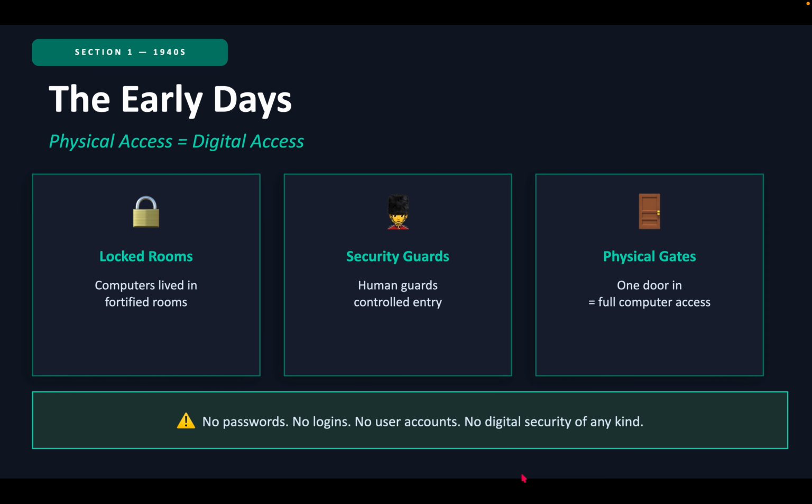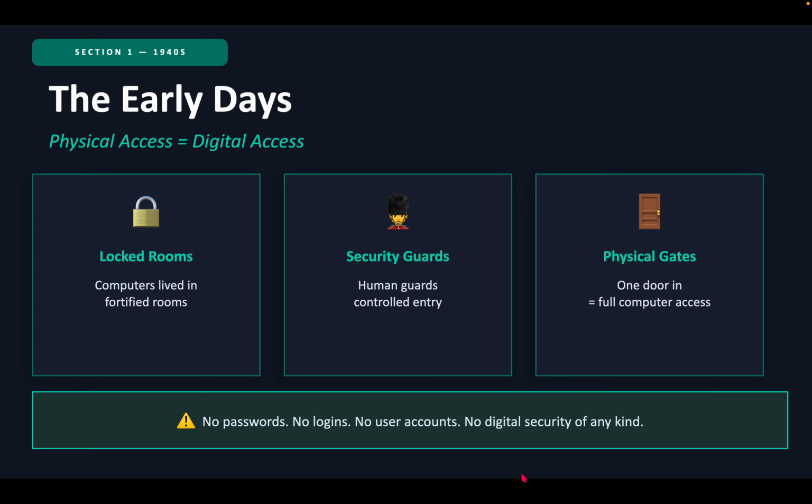There were no login screens, no passwords, no user identity, no digital checks of any kind. So the computer treated everyone as the same user. There were no concepts of accounts, files, roles or permissions, and no logs to track who did what. It was like sharing one giant computer with the whole world, and anyone who entered the room could do everything.